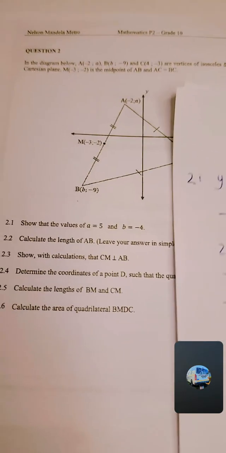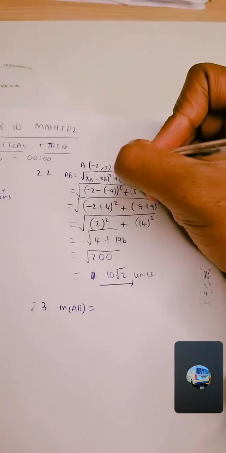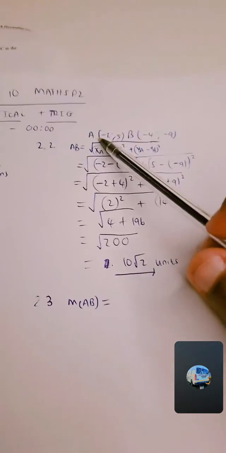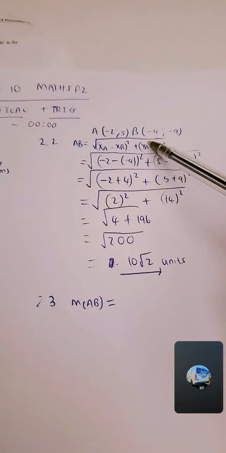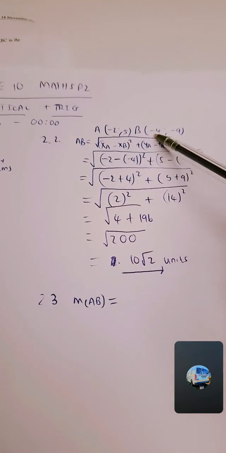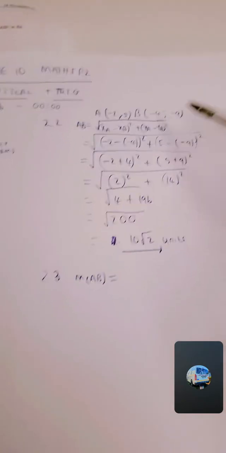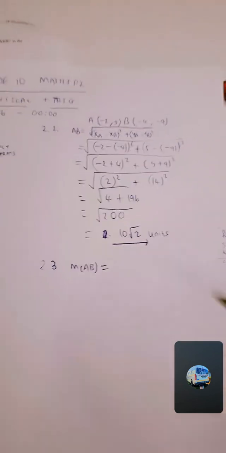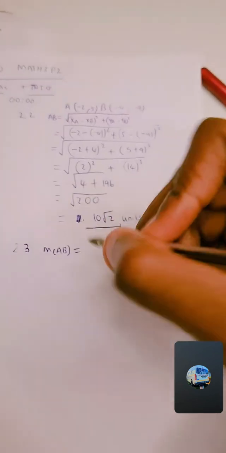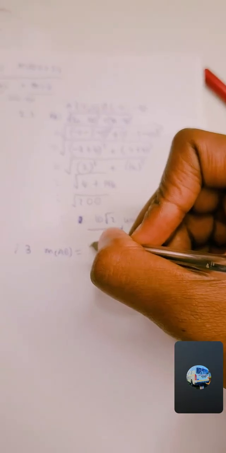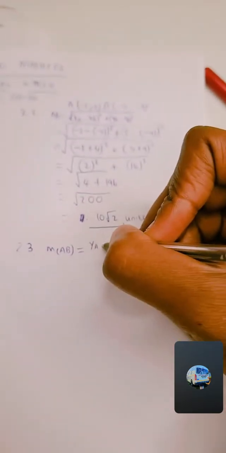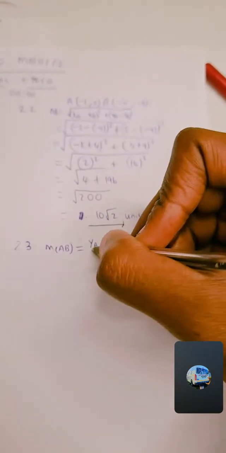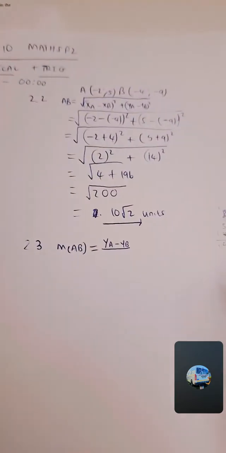I think we have our points there. A and B we are given there. A is (-2, 5). B is (-4, -9). So let's go and find the gradient of AB. Y coordinate of A minus the y coordinate of B at the top.